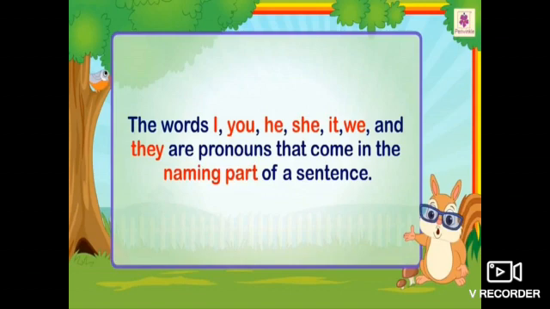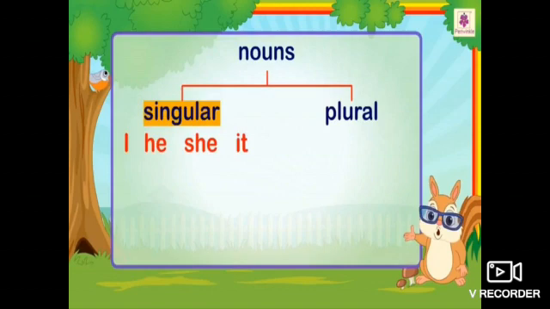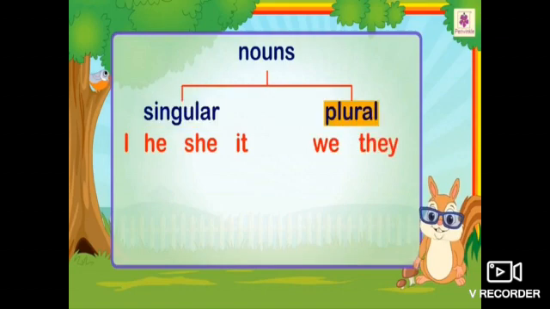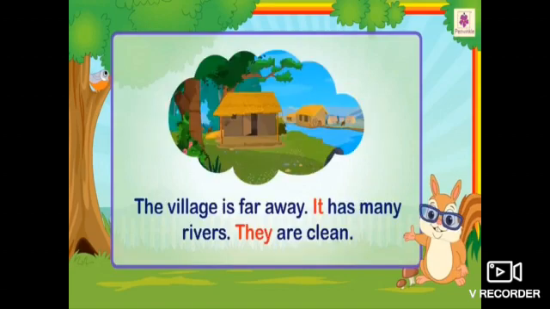The words I, you, he, she, it, we, and they are pronouns that come in the naming part of a sentence. So the words I, he, she, it are all singular pronouns, whereas we and they are plural pronouns. For example, the village is far away. It has many rivers. They are clean.